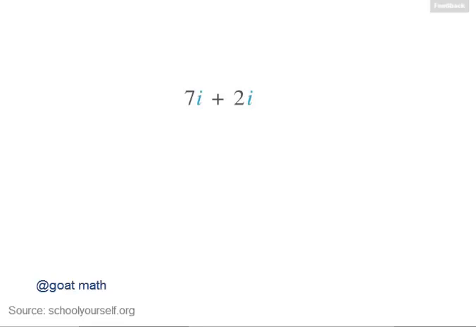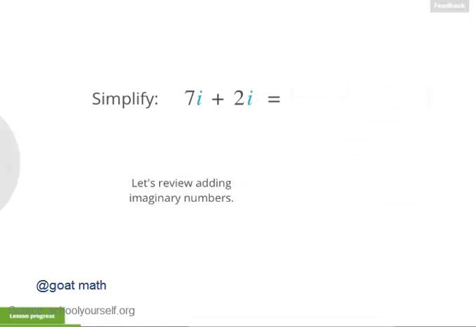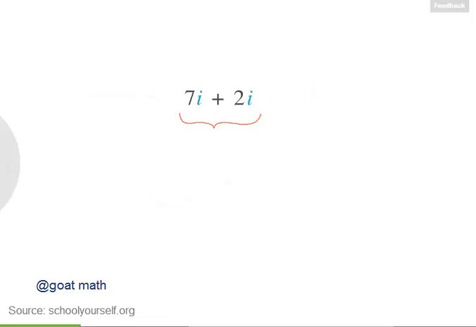Before getting into complex numbers, let's look at imaginary numbers, like 7i and 2i. If you add them together, what do you get? Right, so 7i plus 2i is 9i. Now, instead of adding two imaginary numbers together, let's add a real number like 3 to the imaginary number 2i. There's no way to further simplify this expression, right?